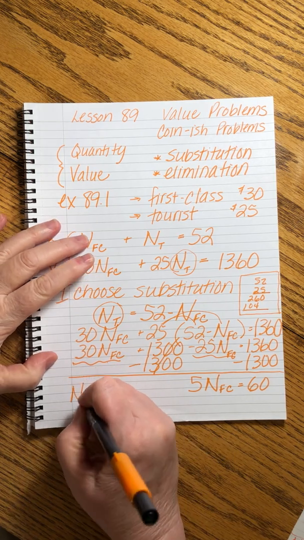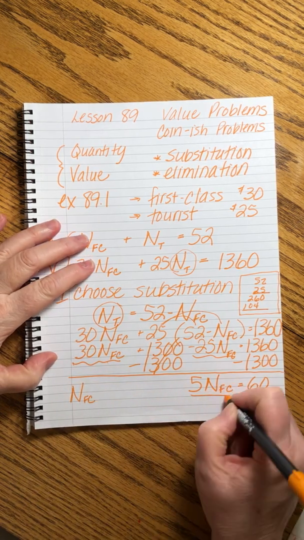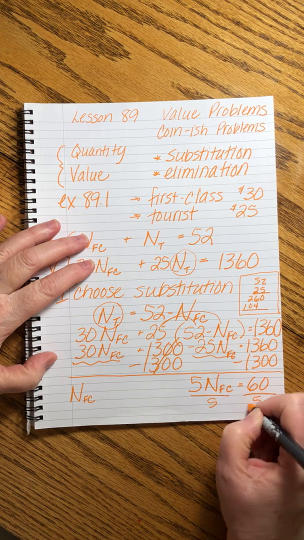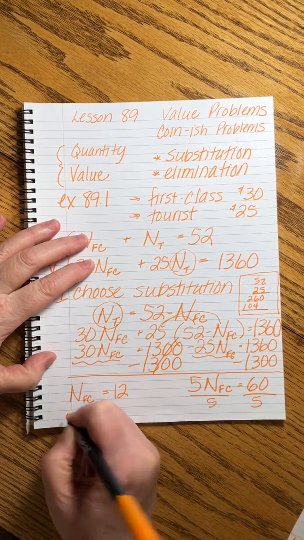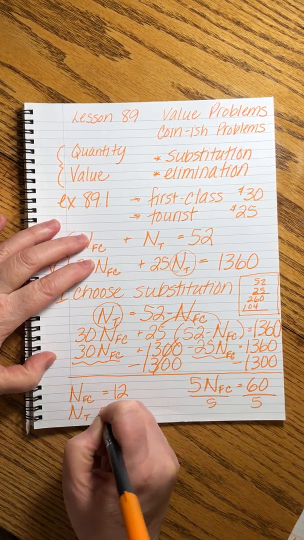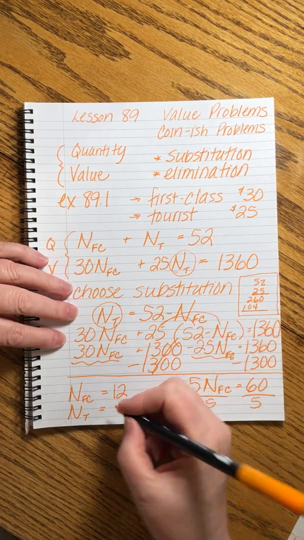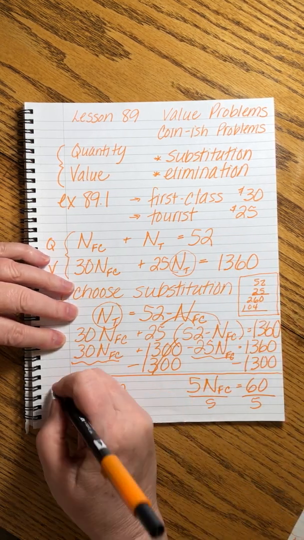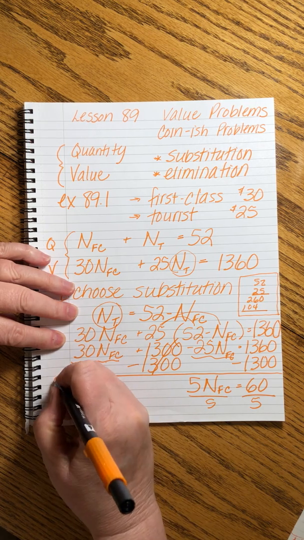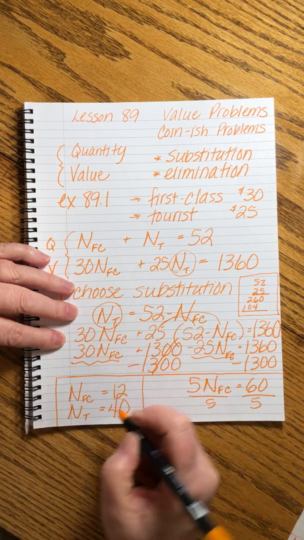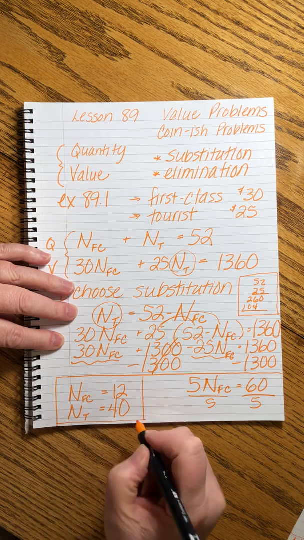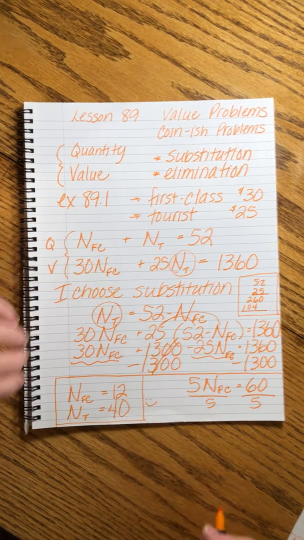So the number of first class passengers, we'll divide both sides by 5, right? Equals 12, and that means the number of tourists must be, let's see, they have to total 52, so this must be 40, because together they equal 52. And here is my answer box, and that is the right answer.